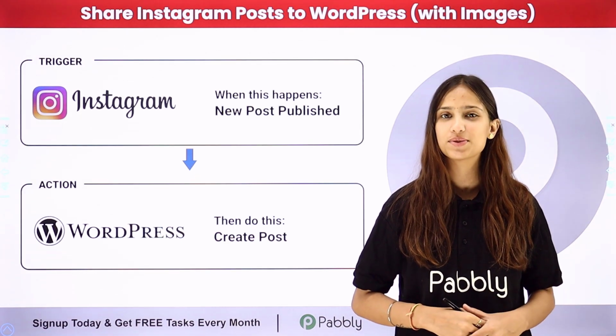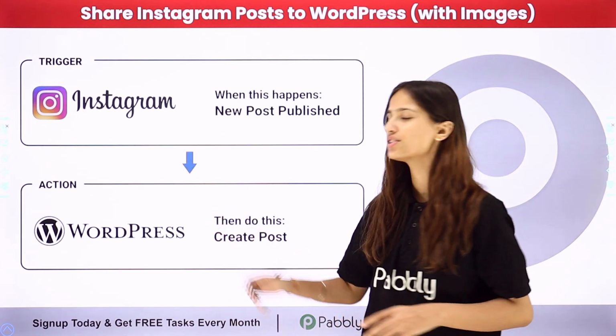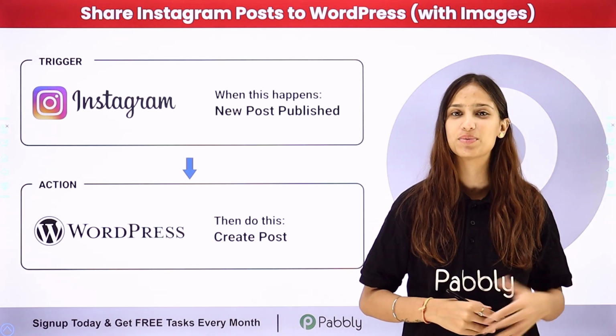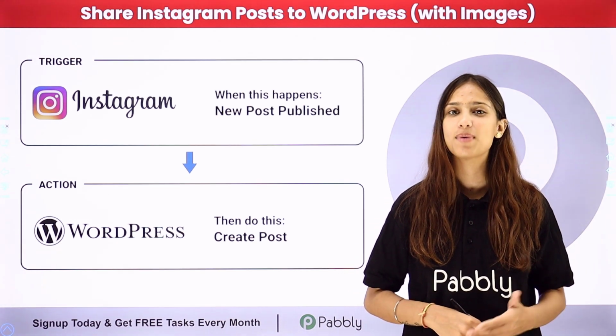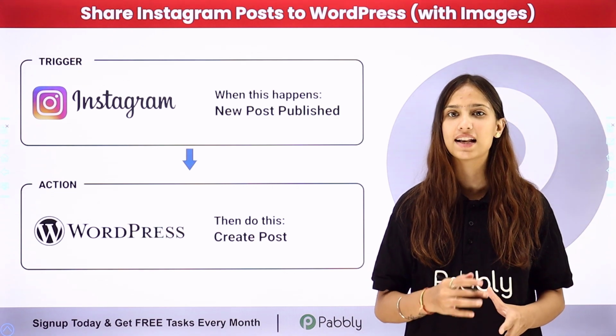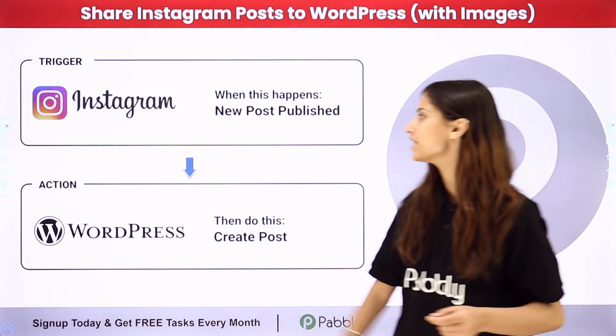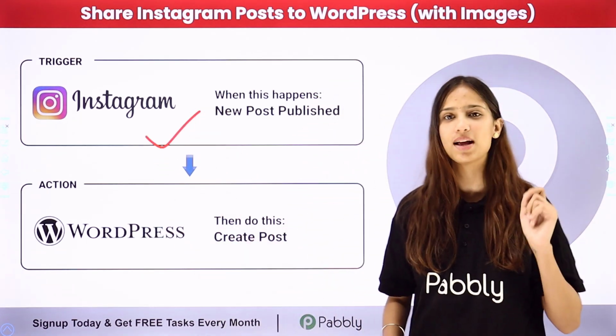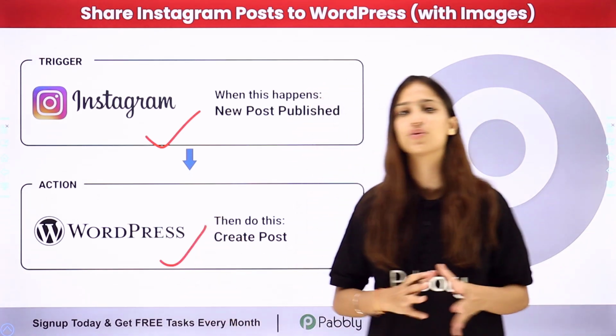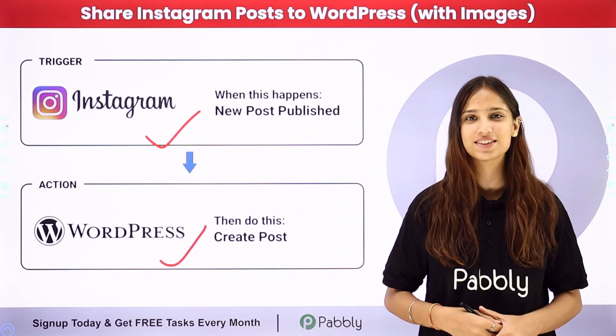So now to do this, I need to set up a connection between these two applications, for which I'm going to use this amazing automation software, that is Pabbly Connect. So Pabbly Connect follows the concept of trigger and action. So here to do this, my trigger application will be Instagram and my action application will be WordPress. So if you want to learn more about this, follow me through the screen.